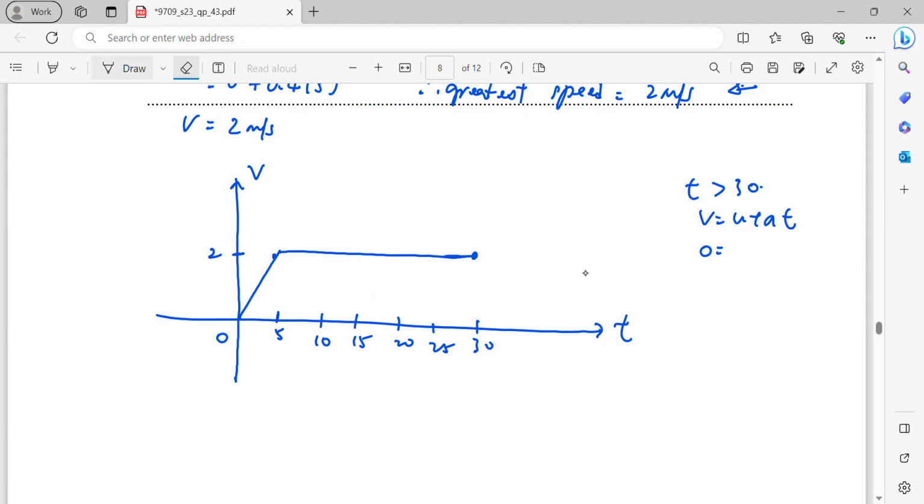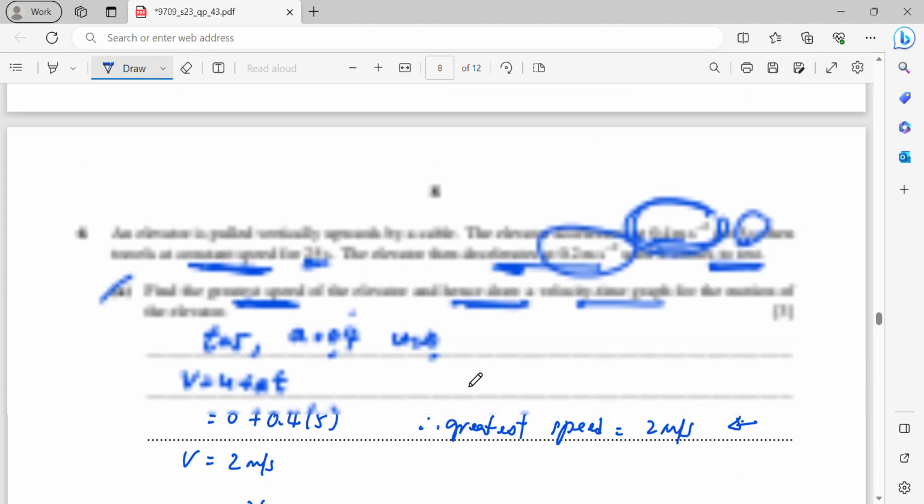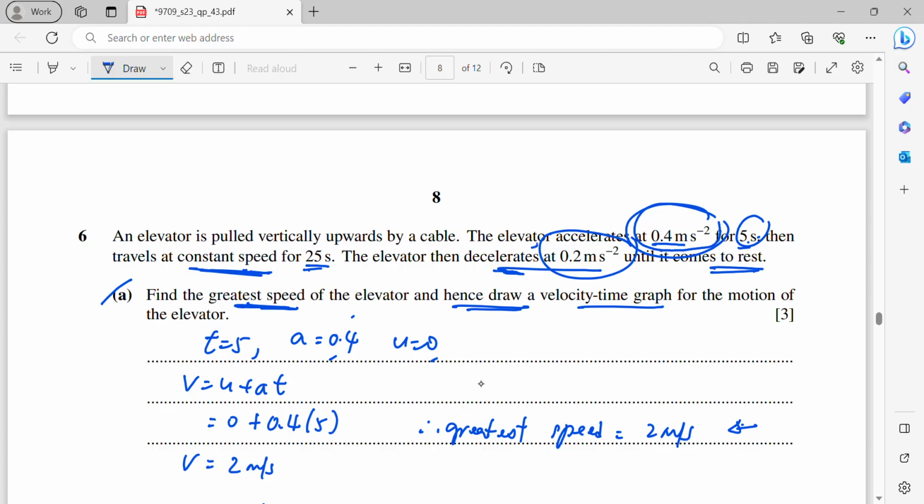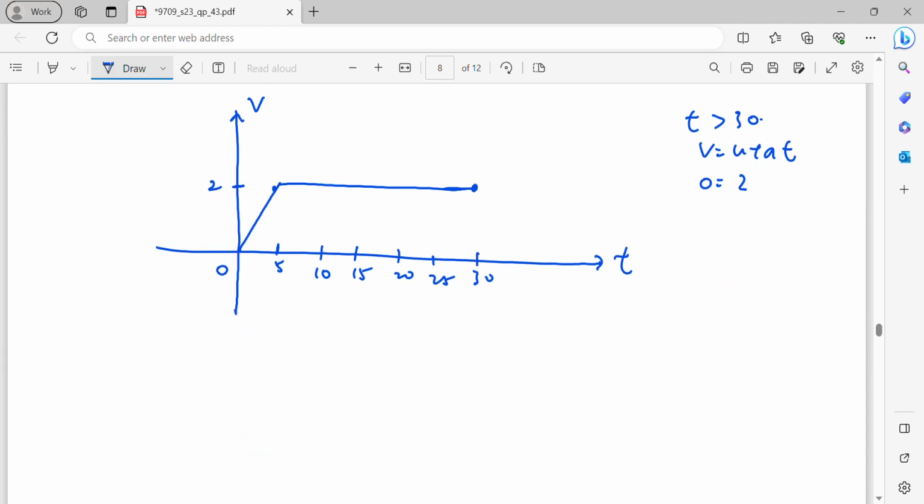So the u is 2. Then the a is given. But it's mentioned that decelerates means that you have to put a negative to this value. Otherwise, it's considered as acceleration. Okay, so I will get negative 0.2.